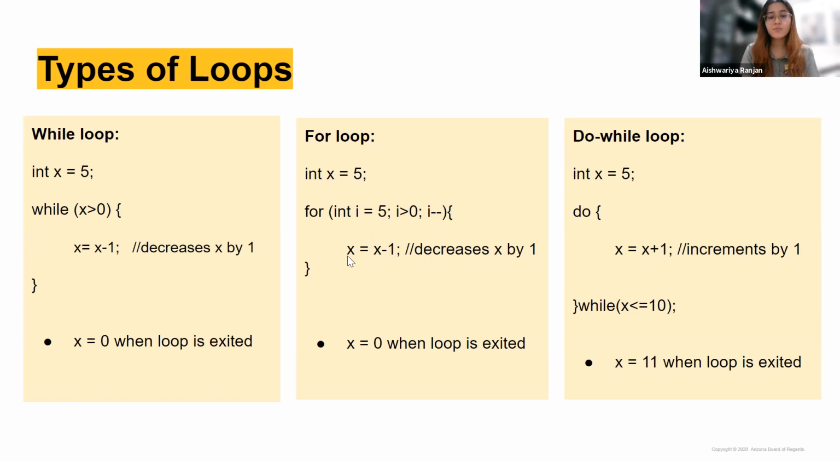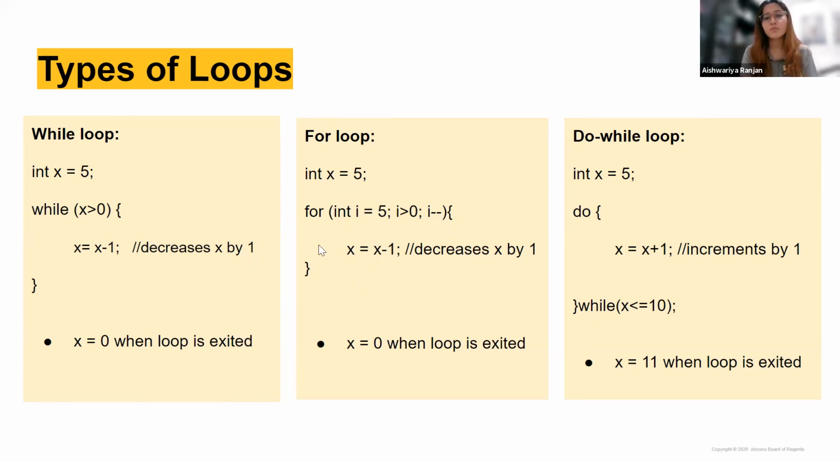Now we're executing this part of the code. So x is decreased by 1 again. So now x is 4. And we go back to this. But keep in mind, i was 5, but now i has also decreased by 1.